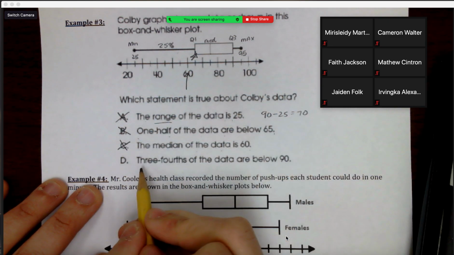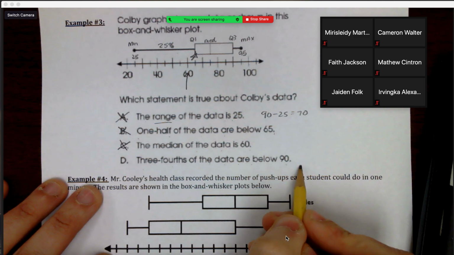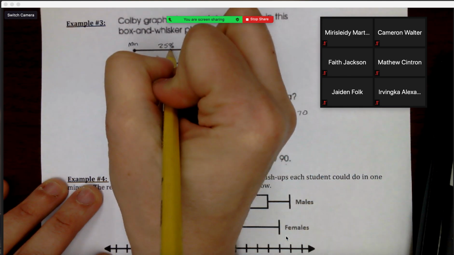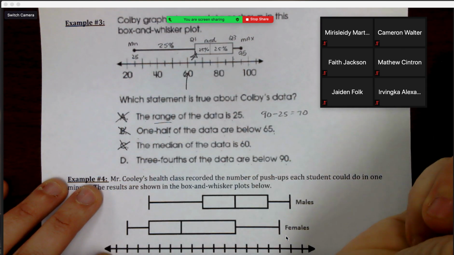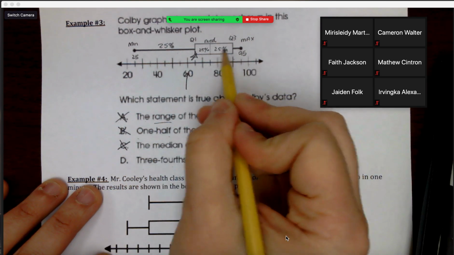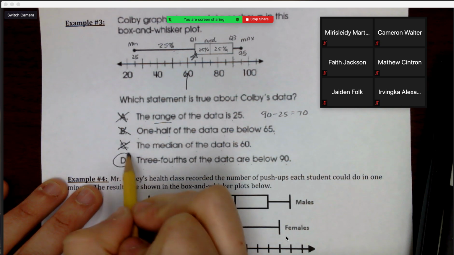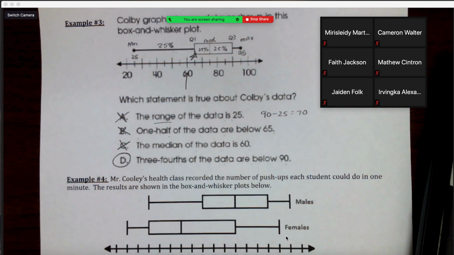3/4 of the data are below 90. So 90 is here, 25, 25, and 25. 1, 2, 3, 3/4. That's going to be my answer. So basically you have to do the work for all of them, even though it's a singular multiple choice question.